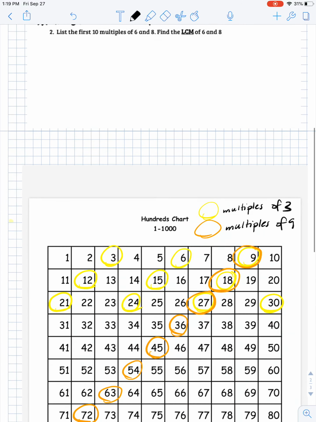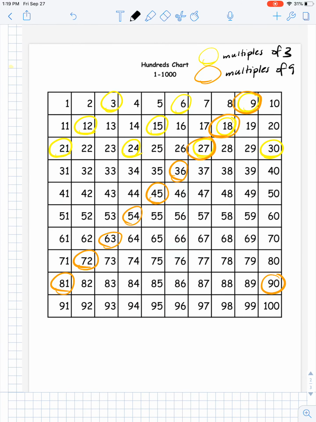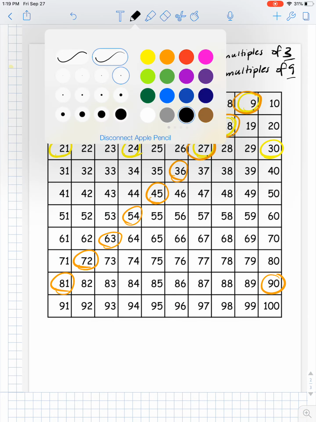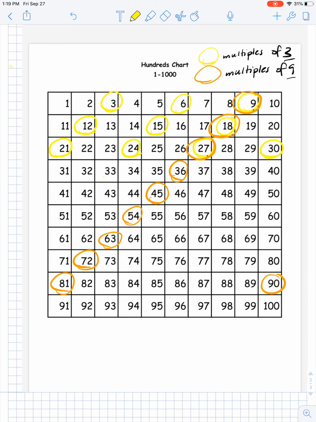If you look at the hundreds chart down here, you can see that every time you have a yellow and an orange circle on a number, that indicates it's a common multiple of 3 and a common multiple of 9. So the first LCM is 9, then it's 18 where you have yellow and orange, and then it's yellow and orange at 27. And then I know if we keep going with the multiples of 3, the next one's going to be 33. The next time it's going to occur is 36. So the difference is always 9 here. Okay, that's just for the multiples of 3 and 9.